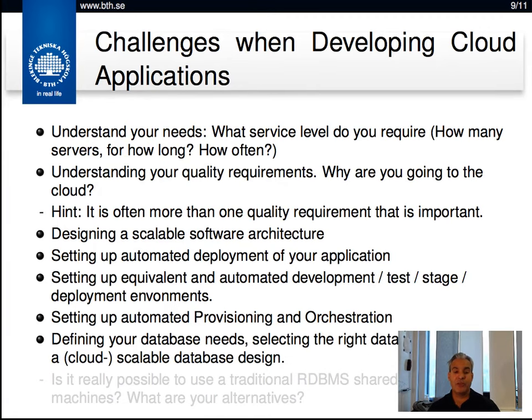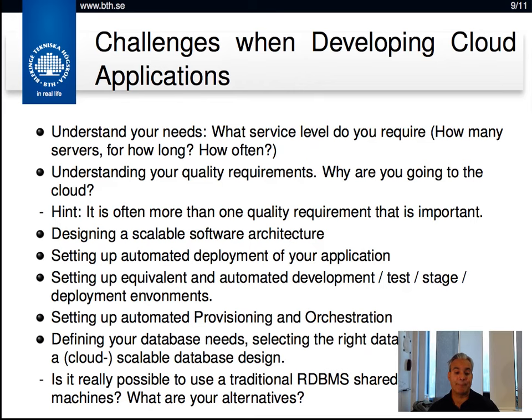Making sure that you have the right database, and making sure that this database is able to scale as you need it to scale when you go to the cloud. For many users, you'll be fine with a standard relational database. They are easily scalable over several machines, but there are alternatives today with the NoSQL databases, for example.